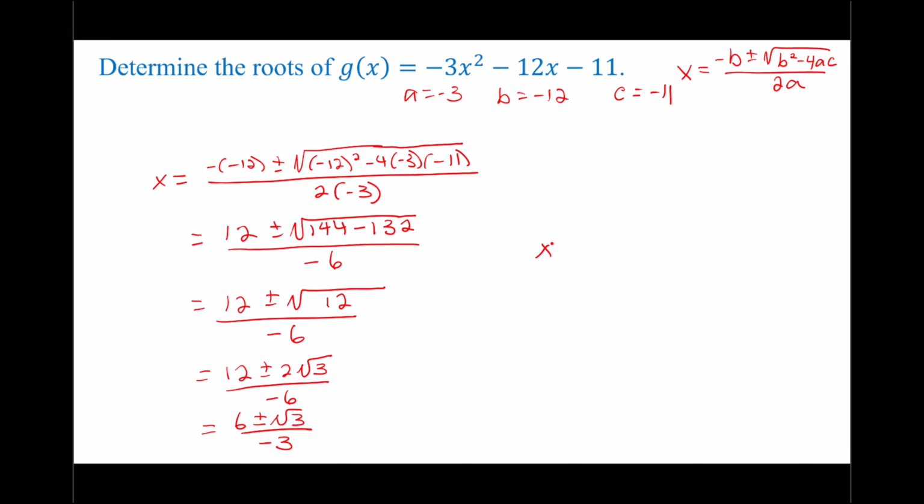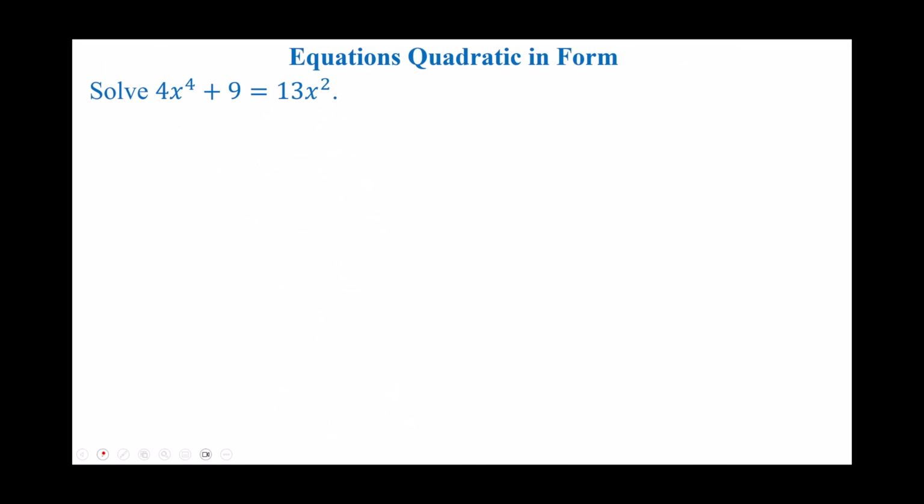So our two roots are 6 plus square root of 3 over negative 3, which is approximately negative 2.577. And our other root is 6 minus square root of 3 over negative 3, which is approximately negative 1.423.